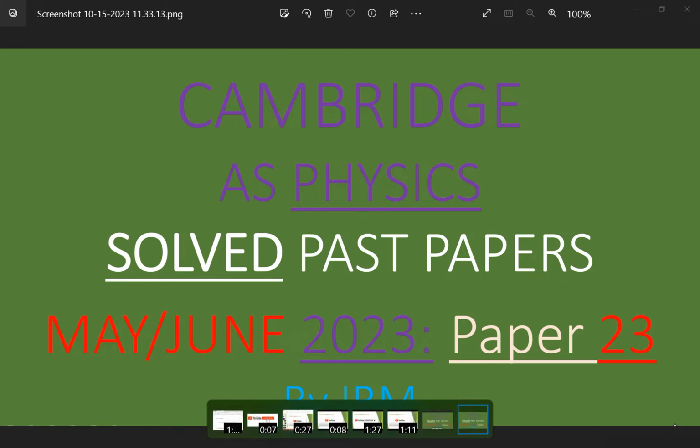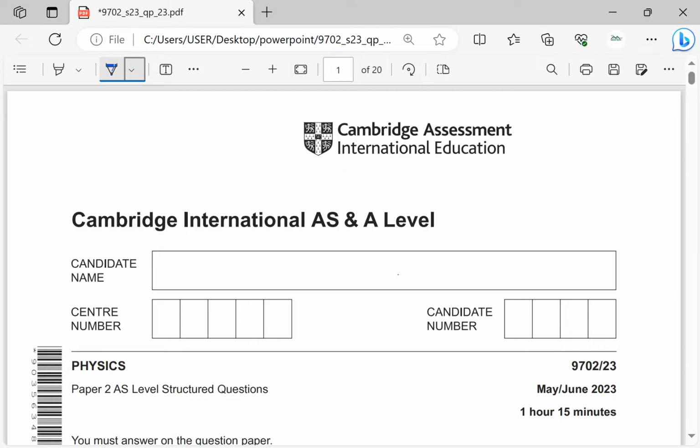And today I would like to take you to solve the past paper questions. I'm solving May-June 2023 papers, and this is going to be paper 2-3. My name is IBM, and I would like to take you to the question paper. So this is the question paper. And without wasting time, I want us to solve it.